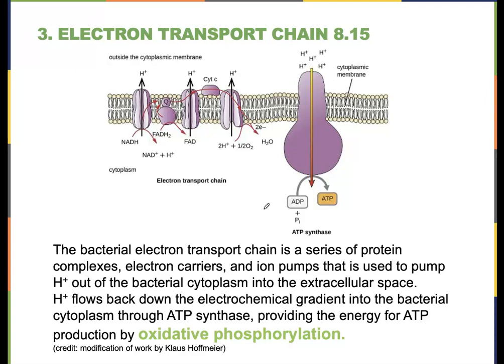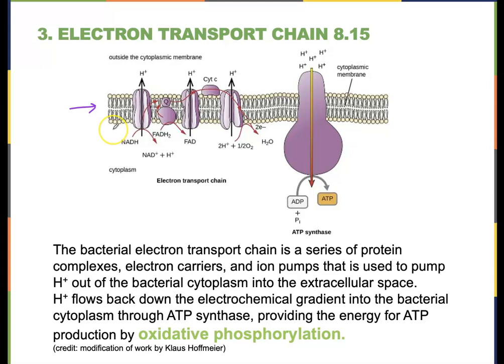In our third step, called the electron transport chain, this step requires a membrane. So we're going to have to find a membrane for all these proteins embedded in it to be able to work. So in bacteria, where is the only membrane they have? Because remember, they do not have any membrane-bound organelles. Their membrane is the plasma membrane, so it's just their outer membrane. In eukaryotes, this happens in the inner membrane of the mitochondria, okay?